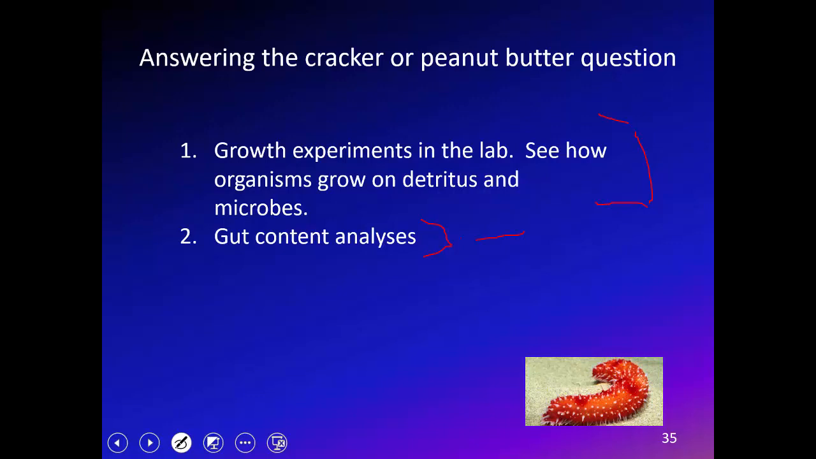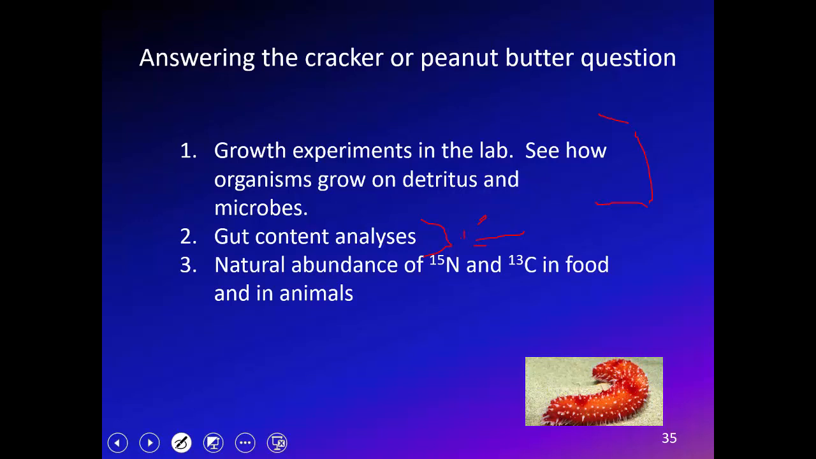Another way is you look at what's in their guts. This is a very common approach to looking at what animals feed on: you just basically open them up or somehow get their guts and look at that. Now, immediately you probably recognize, or would if you thought about it long enough, that by the time it reaches an animal's gut, it may have lost any shape of what the original food was. So that's not a great way of doing it. And then some other ways are a bit more sophisticated, and we'll spend a bit more time on that.